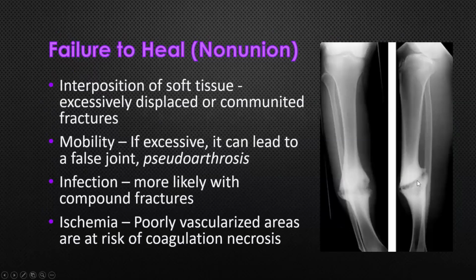This shows an example of a non-healed fracture. A big one is interposition of soft tissue, especially when there are excessively displaced fractures, comminuted fractures. If there's mobility, this is why we stabilize fractures, right? It supports healing. If it's stabilized, then everything we just talked about is going to work a lot better. Mobility can lead to a false joint, or they call it pseudoarthrosis. Infection, obviously, is more common with compound fractures, if there's a source of infection reaching it.